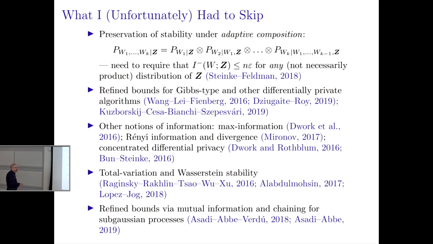I didn't talk about total variation or Wasserstein distances. So you can use total variation instead of KL divergence to look at total variation between the joint and the product of marginals. It's called T-information, and we introduced that notion as well in our first paper on this. We didn't really run with it because just working with total variation is often a lot more pain than mutual information. But there's a paper by Ibrahim Alabdulmohsin in 2017, and Lopez and Jog took up the whole Wasserstein distance.